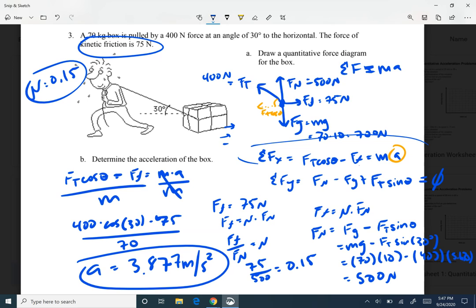Just to make it perfectly clear, here are the steps that we did. Our first step was to make an FBD. Our second step was to write down what we know. We put that on our FBD. The third step is our sum of the forces equations. And then the fourth step is algebra. Okay? If you draw an FBD, you think about your knowns, and you create the sum of the forces equations, and you do it properly, you can solve any problem in dynamics you need to. Hope this was helpful.